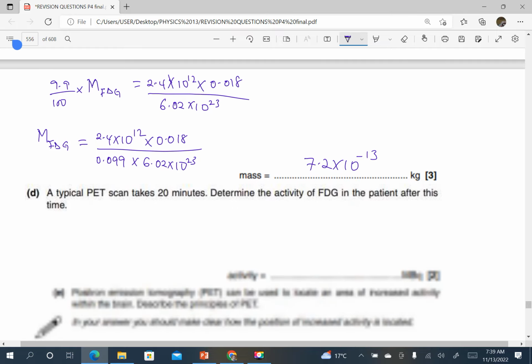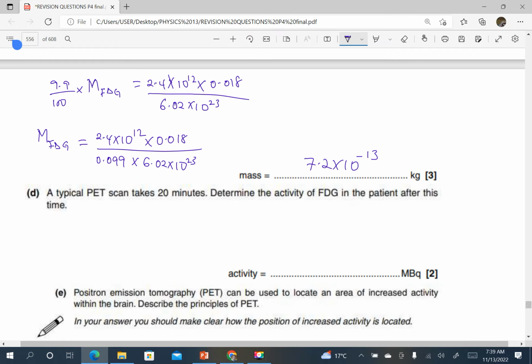A typical PET scan takes 20 minutes. Determine the activity of FDG in the patient after this time. So from nuclear physics and radioactivity, activity is equal to A naught e power negative lambda t, where lambda is the decay constant, remember. So the initial activity is 250 megabecquerels, so that is 250. The answer is in mega, so I may not add times 10 power.